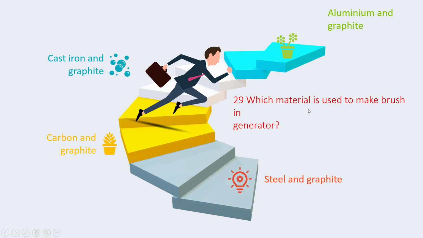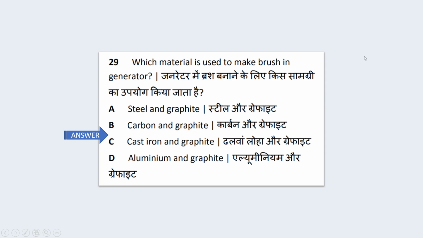Which material is used to make the brush in DC generator? Steel and graphite, carbon and graphite, cast iron and graphite, aluminum and graphite. The answer is carbon and graphite.